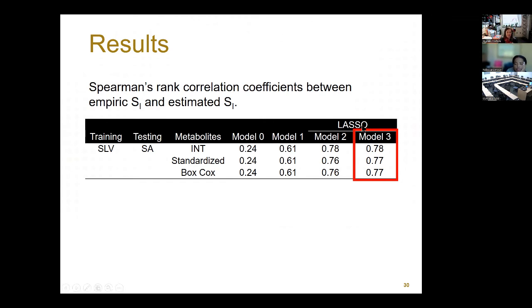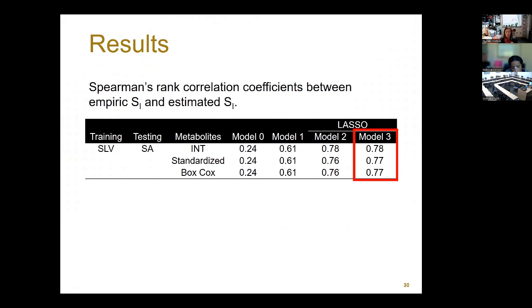So for simplicity, I'm focusing on results here exclusively from the lasso and the data that I'm going to present on the next couple of slides, although similar results were obtained from elastic net as well. So in the San Luis Valley cohort, so in our training set, in looking at our metabolites, we observed 49 metabolites that were associated when we did an inverse normal transformation, 37 associated from a standardized approach, and 48 from a Box-Cox transformation. And those were associated with our empiric measures of SI using that lasso approach.